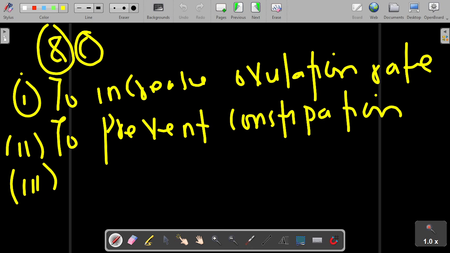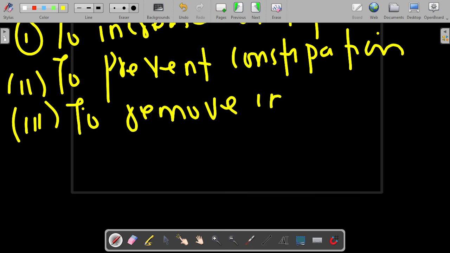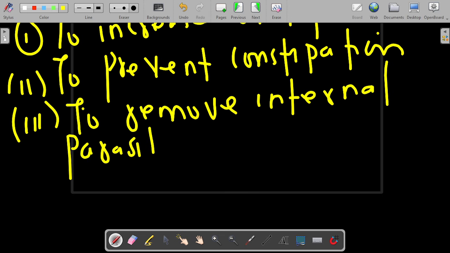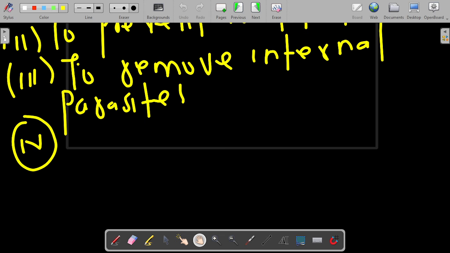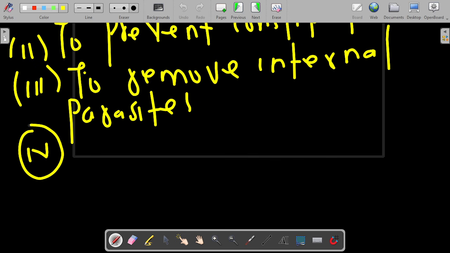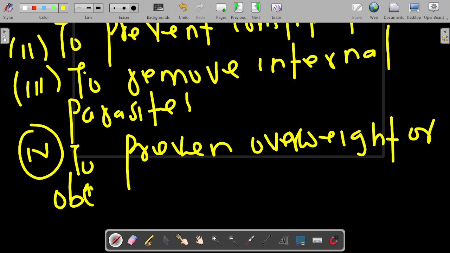And 3, deworming of the breed stock is to remove internal parasites. 4, avoidance of overfeeding is to prevent overweight or obesity.